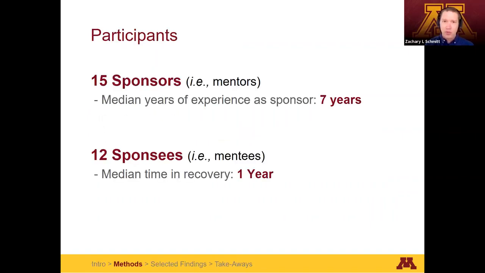So in order to answer our research questions, we conducted semi-structured interviews with 15 sponsors and 12 sponsees across 2 states in the US. We used word of mouth and snowball techniques to recruit these participants. The sponsors we interviewed had a median of 7 years of experience as a sponsor. And the sponsees we interviewed tended to be relatively new to the recovery process, having a median of 1 year experience in recovery from substance use disorders.